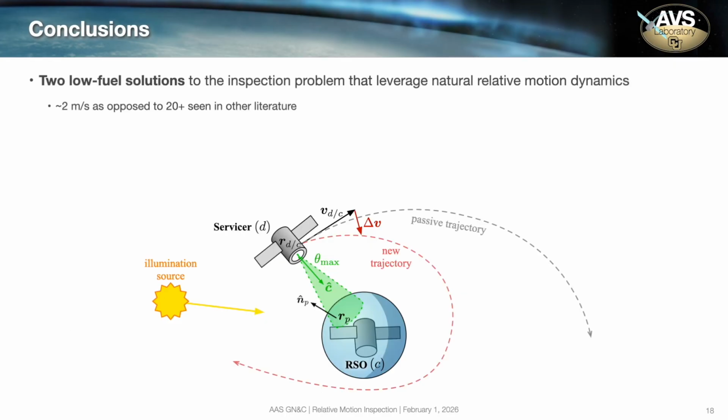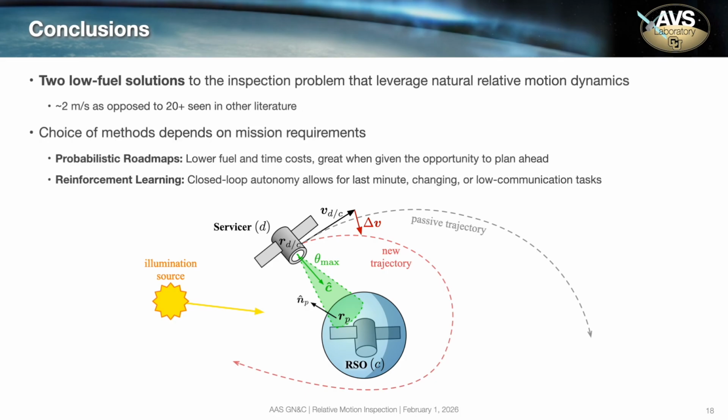So, in conclusion, we've demonstrated two low fuel solutions to the inspection problem that leverage relative motion dynamics. This formulation really is novel compared to the rest of the literature because by leveraging these natural motion dynamics, we're looking at more like 2 meters per second of fuel used as opposed to 20 or more seen in other work. And as I talked about previously, the choice of method is really going to depend on the mission requirements.